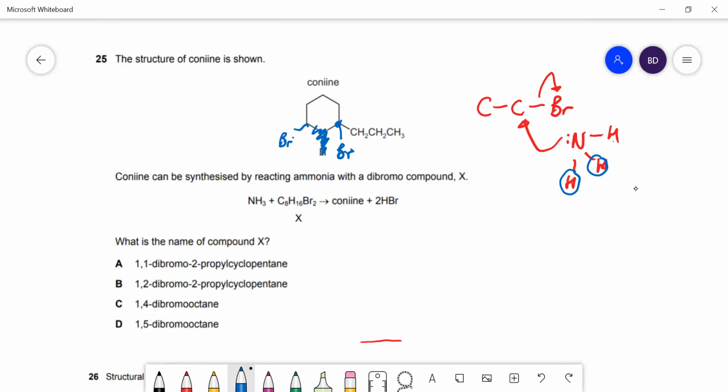So let's just number those carbon atoms. That's 1, 2, 3, 4, 5, 6, 7, 8. So it's octane. It is 1,5-dibromo octane. It's that there. 1,5-dibromo octane. So 25 is D, that's the answer.